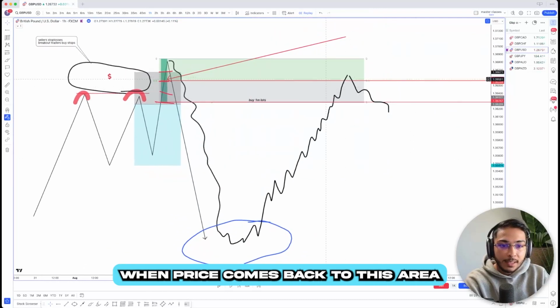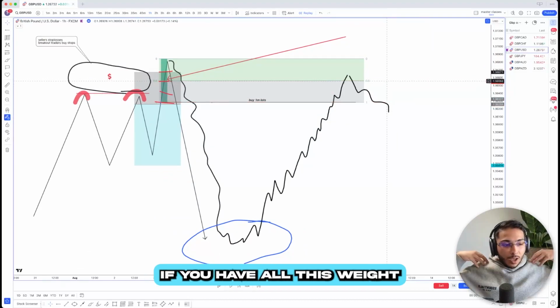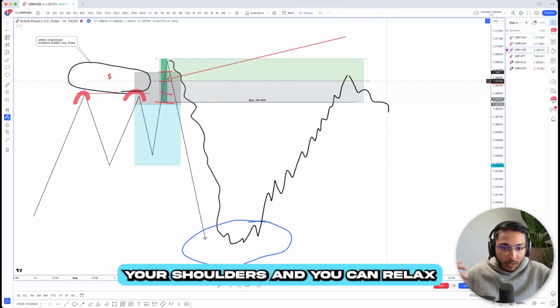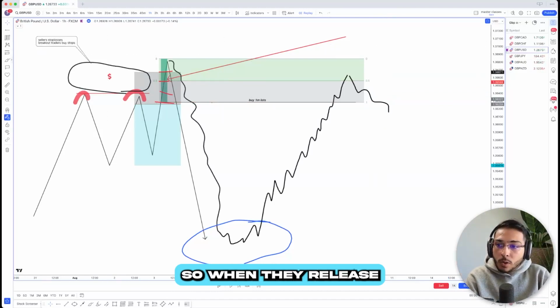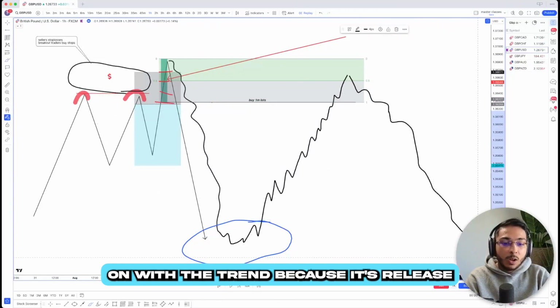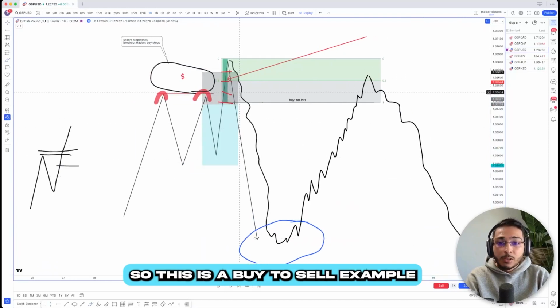When price comes back to this area and they release this pent-up buying pressure, you got to think about it. If you have all this weight on your shoulders and then finally someone takes the weight off your shoulders, then you can relax. So when they release this pent-up buying pressure, the market will just continue on with the trend because it's released all that pent-up pressure, right? So this is a buy to sell example.